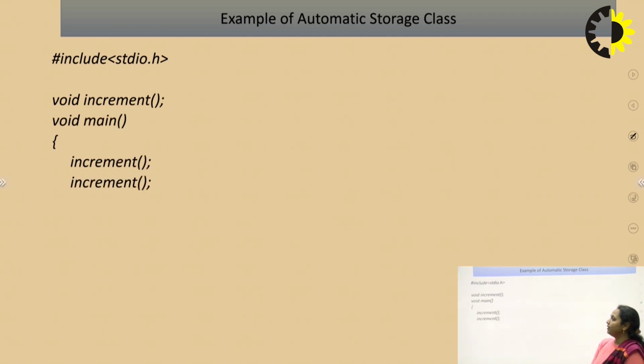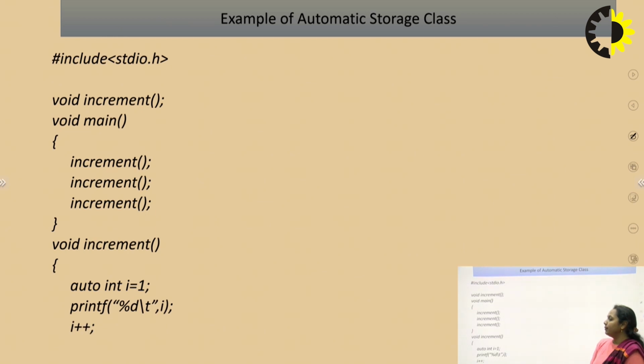So here I have written a program in which a function increment is used. First of all, the header file stdio.h is written. Next, I have declared a function increment. Now within main, I have called the increment function 3 times.